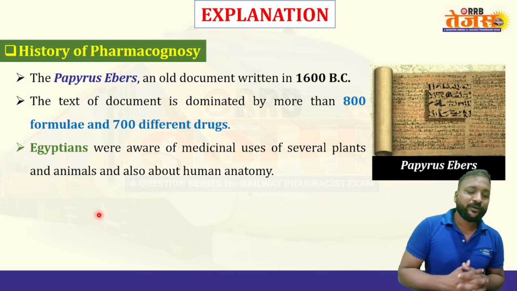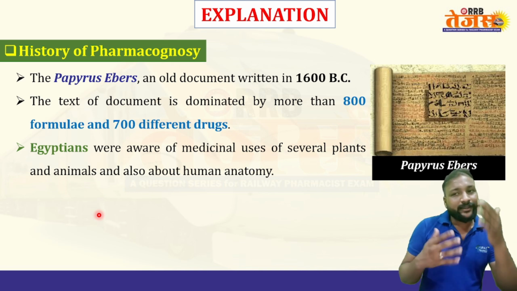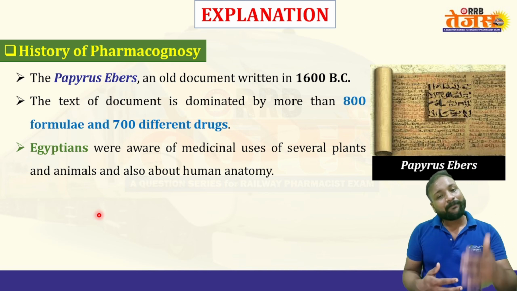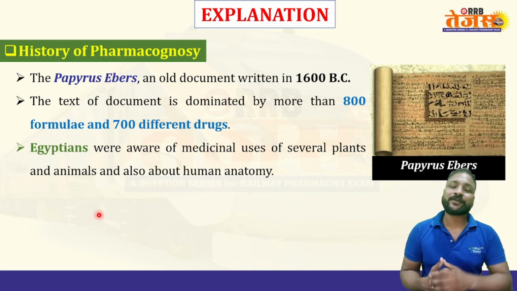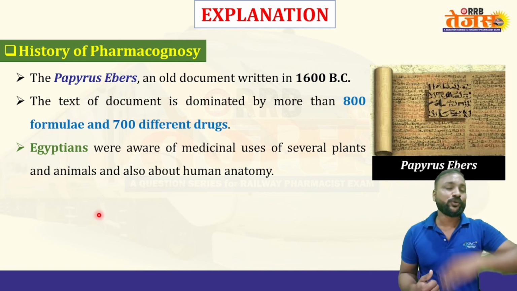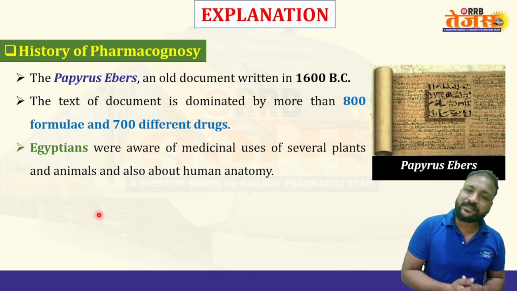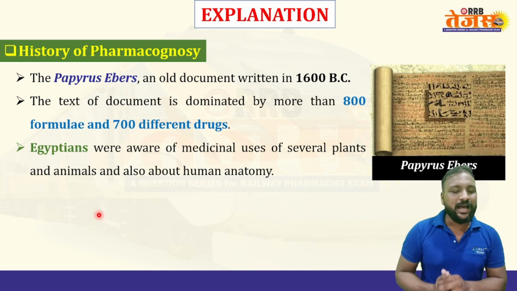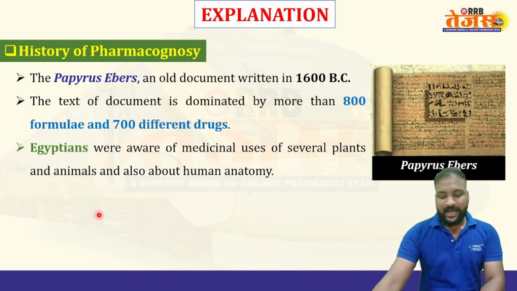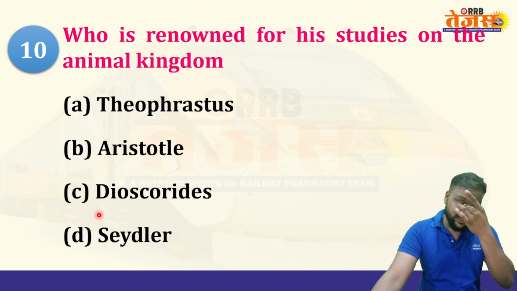Clear? So what I'm trying to say is that these people had medicinal herbs and knew the utilization of medicinal herbs from so long back. So that data was recorded in the Egyptian document called Papyrus Ebers. Yes. Next question in this series is the 10th question.